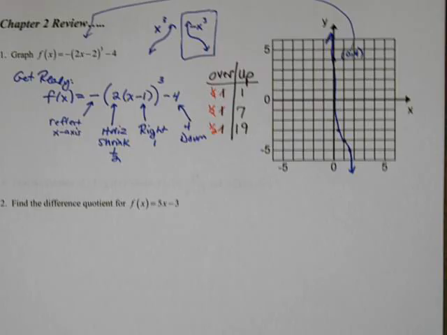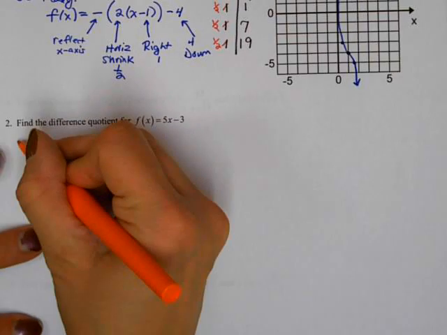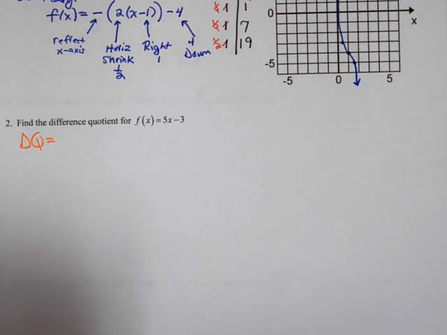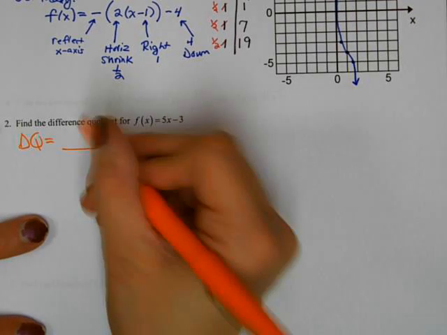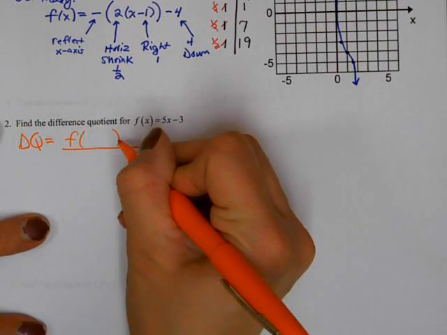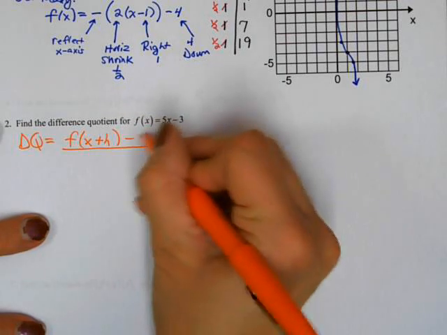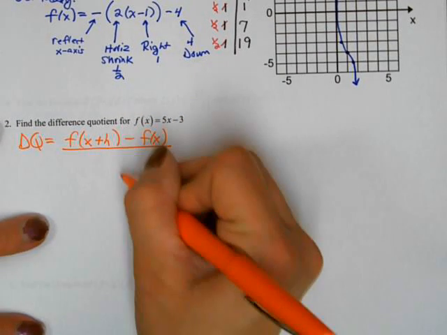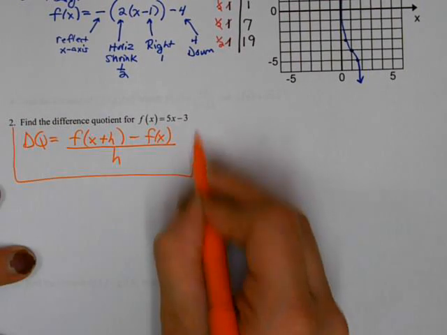Something else from Chapter 2 is the difference quotient. Does anybody remember what the difference quotient was? It was a huge fraction. And what goes first? F of something big. It was x plus h. Then just minus your f of x, and all that gets divided by h. So there's the difference quotient formula.